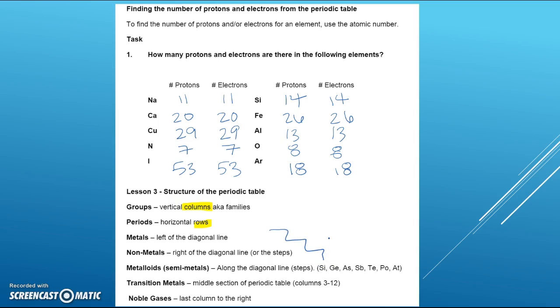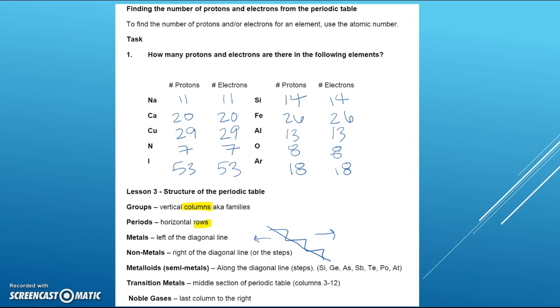Okay, so this is what I'll be referring to as the steps. You can also think of it as a diagonal line if you imagine that structure there. If you look at the steps, anything on the right would be nonmetals, and this side would be the metals. The metalloids, which are the semimetals, are going to be right on either side of these steps. So if you look where the steps are, you can see there's Si, Ge, As, Sb, Te, Po, and At. So those are all listed here.